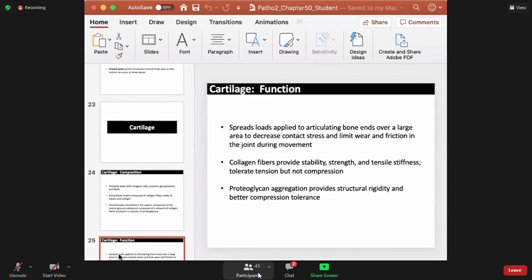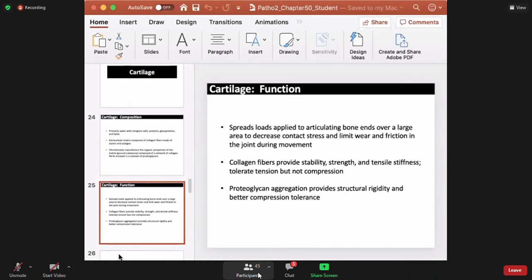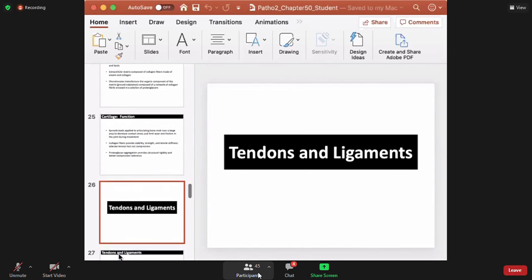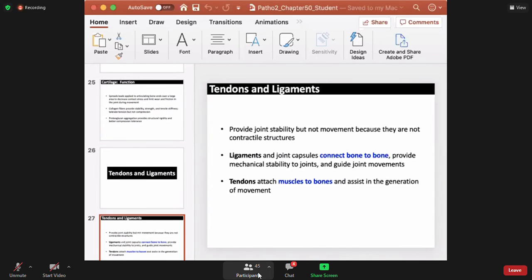It helps to decrease stress and limit wear and tear, especially because there's movement within the joint. So, Shannon, it's fibrocartilage, elastic cartilage, hyaline cartilage. Okay. So it really allows for you to tolerate tension and resist that compression that happens between the joints themselves.